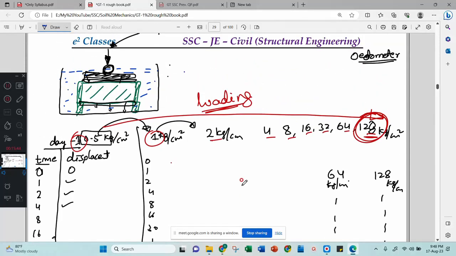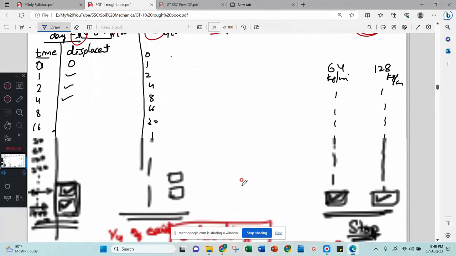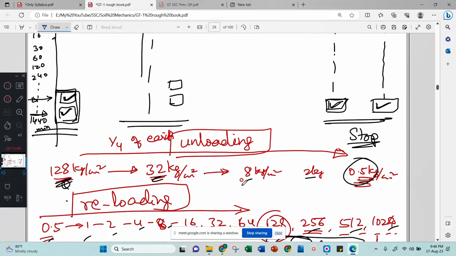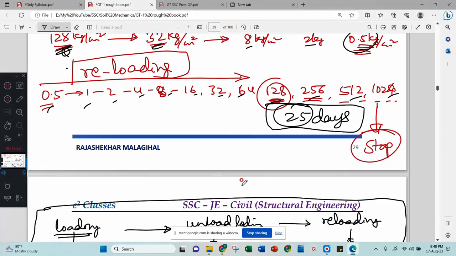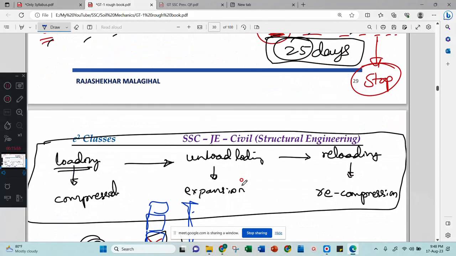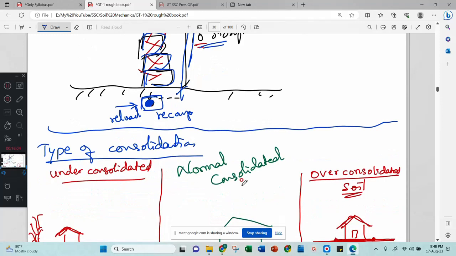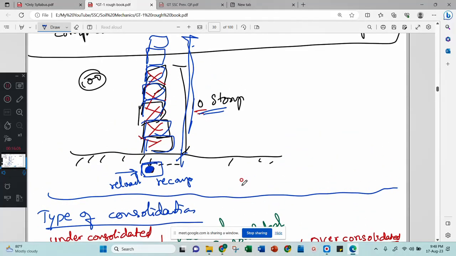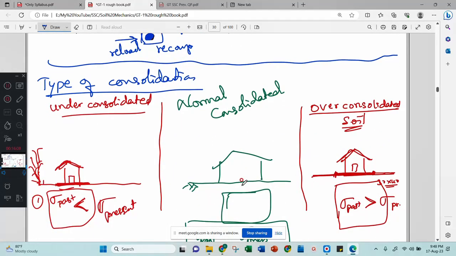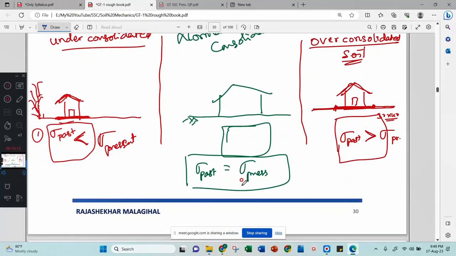First, for a few days we do loading, and after a few days we do unloading. Unloading will be 1/4 of the earlier load, and after that we do reloading. Then the test is complete. Loading gives compression, unloading gives expansion, and reloading gives recompression. This was given with an example of constructing a building. Then we studied types of consolidation: under consolidation, normal consolidation, and over consolidation. Over consolidation is considered the best one.